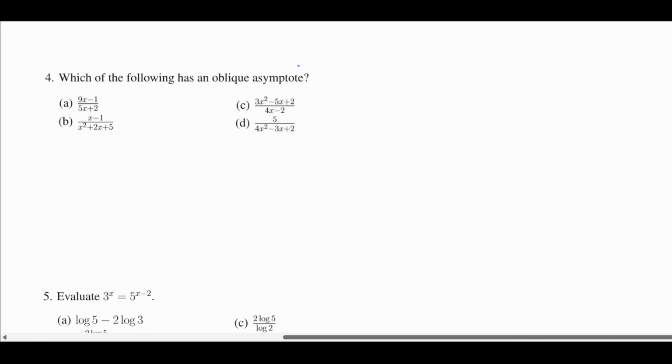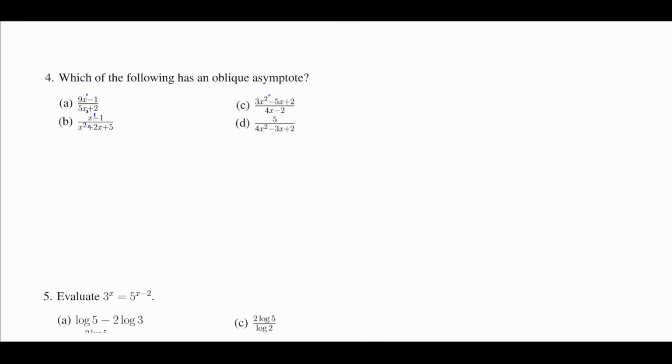As already I've explained in the first one, for a function to have an oblique asymptote, the degree of the numerator should be greater than the degree of the denominator by exactly 1. So let's check. When we check this one, it is 1, 1, so there's no oblique asymptote. We check here, it is 1, 2. The numerator is less than the denominator, so there is no oblique asymptote here.